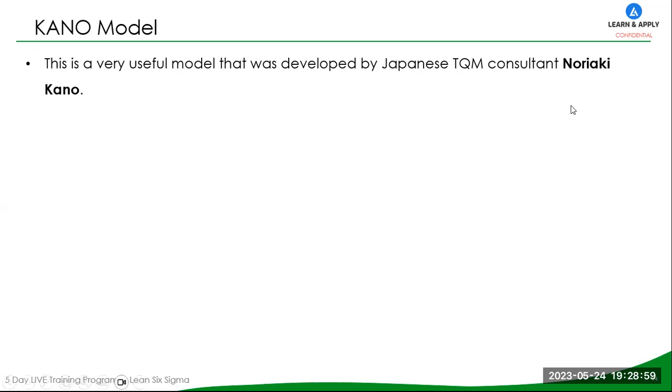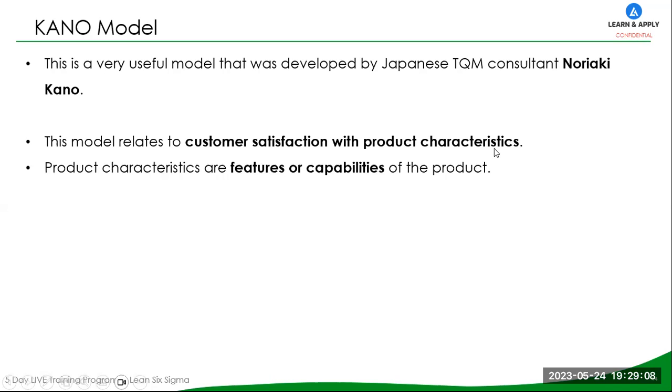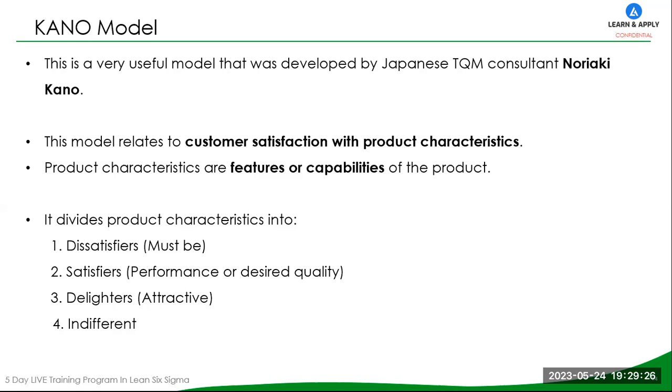Now, when we talk about the Kano model, there are two important things: customer satisfaction and product characteristics. We are going to compare these two things in one graph. One is customer satisfaction, and the second is how the particular characteristic is going to work, how our product is going to perform. Now, what are these product characteristics? These are the features or capabilities of the product.